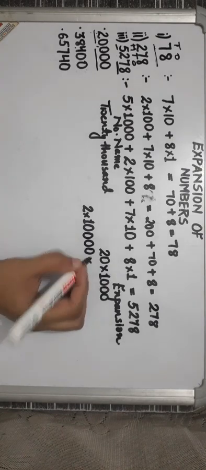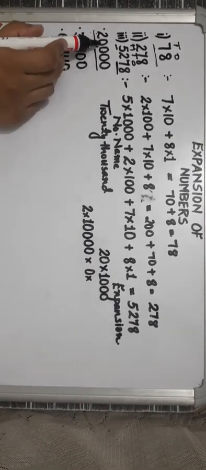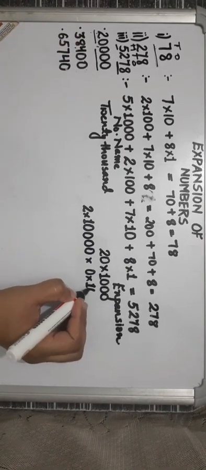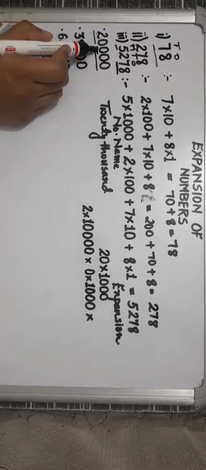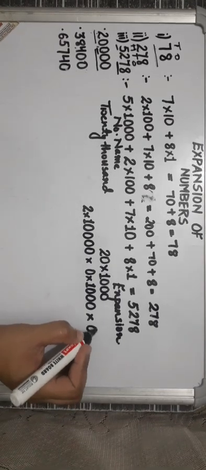10,000. Okay. Then the next number is 0. 0 into, after this 0 how many zeros are there? 3. So multiply it with 1000 having 3 zeros. After that take the second 0, and how many zeros after that? 2 zeros. So multiply it with 100.